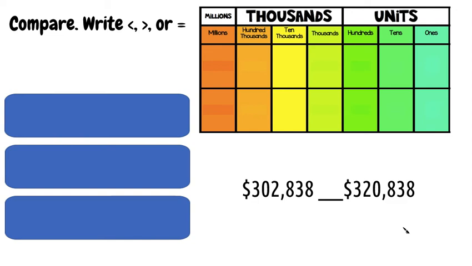$320,838. So let's go ahead and look place value by place value. From the left to the right, I have a 3 and a 3. It's the same, right? Okay, so now let's move over to our 10,000s place. I have a 0 and I have a 2. Well, what's larger, the 0 or the 2? The 2 is larger, isn't it? So that tells me that without even having to look at the other digits, I know that 320,000 something something is larger than 302,000 something something.